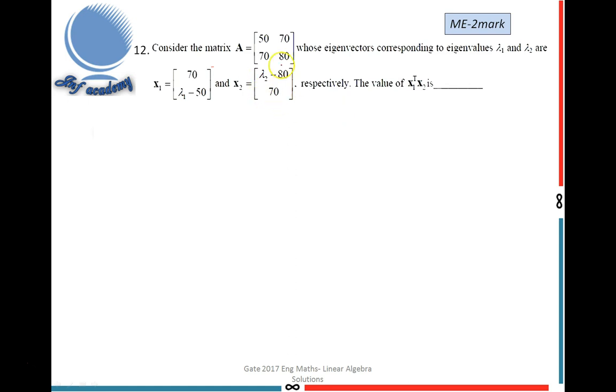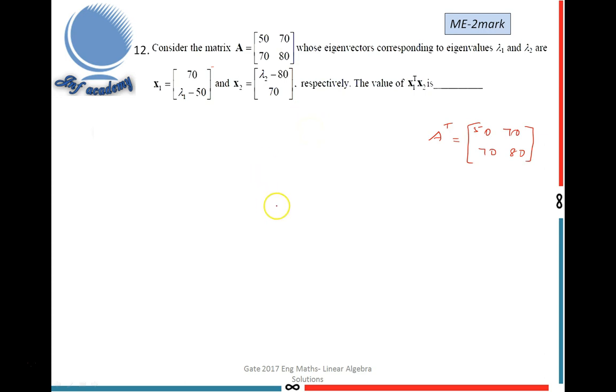Here the given matrix A is a symmetric matrix because A equals A transpose. How to find A transpose? Interchanging rows and columns: 50, 70, 70, 80. So A and A transpose are the same and its entries are real. So the given matrix is a real symmetric matrix.